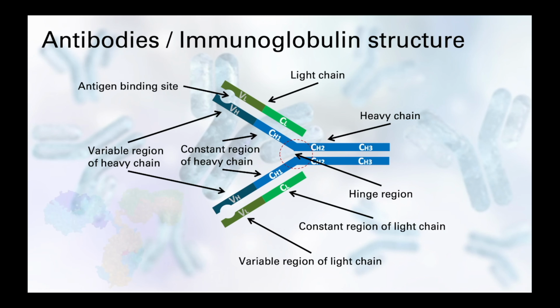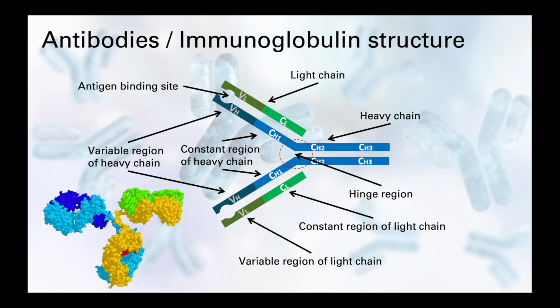If we look at the crystal structure of an antibody, it becomes quite apparent why the name immunoglobulin is appropriate, with these thick globular structures formed by the tight folding of the amino acid sequence linked with the flexible hinge region. So in this image here, we have the two heavy chains coloured in light blue and yellow, and the two light chains in dark blue and green.